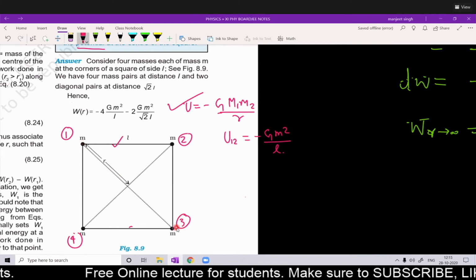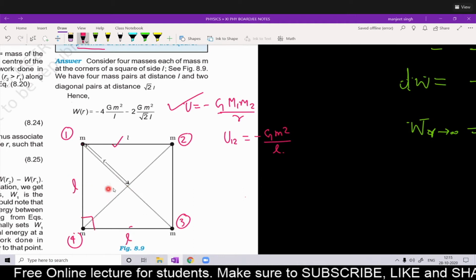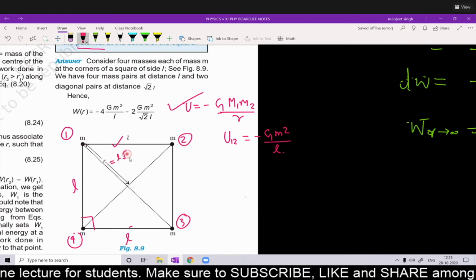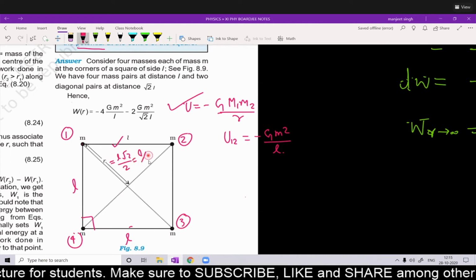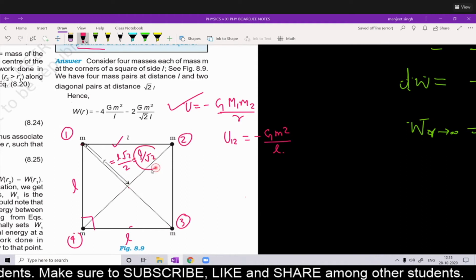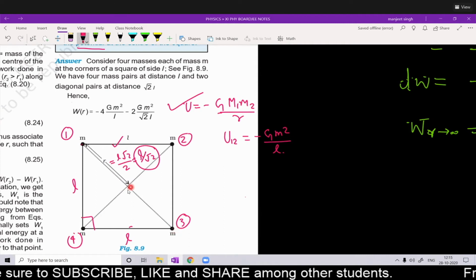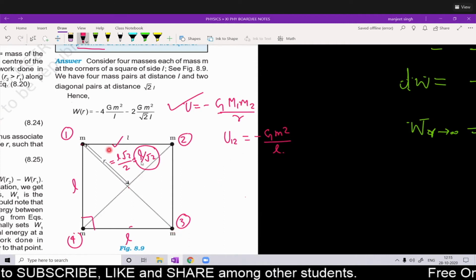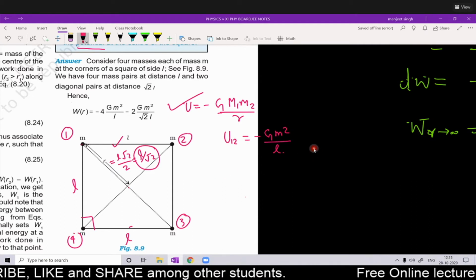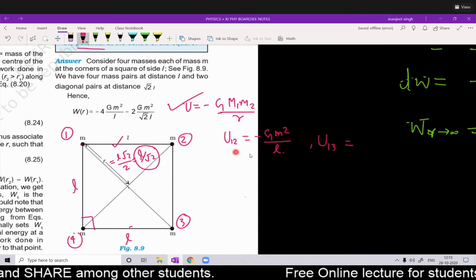Now what is this distance? By the Pythagoras theorem, this is L and this is L, with a 90 degree angle, so Pythagoras theorem gives us L root 2. So what is this R? L root 2 divided by 2, that means L upon root 2. From here to here, the distance is L upon root 2, and this is also L upon root 2, this also, and this also. So U12 we have taken. Then we will calculate U13, the pair from 1 that we are taking.